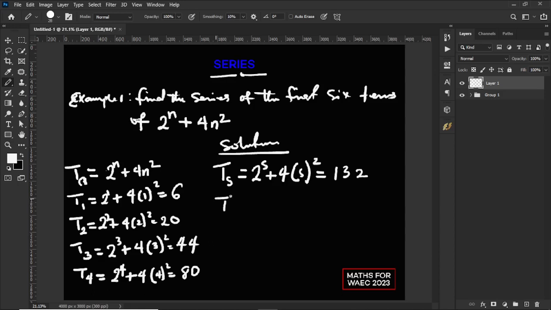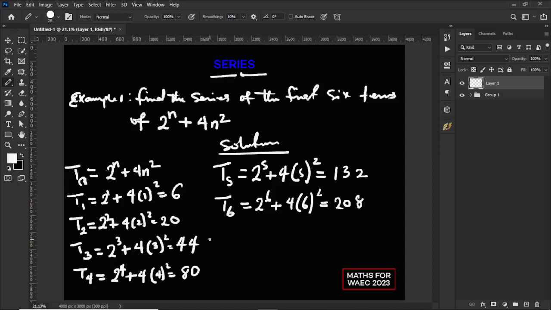The next one is T6. All together, we start with 2 raised to power 6 plus 4 into 6 all squared. 6 raised to power 2 will give us what? 36. 36 times 4 is 144. 144 plus 64, that's 208.